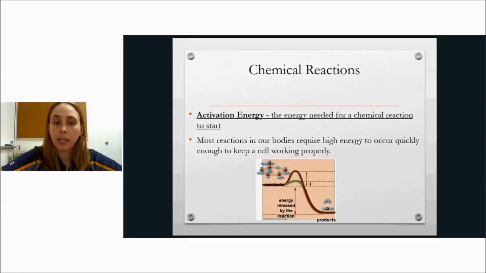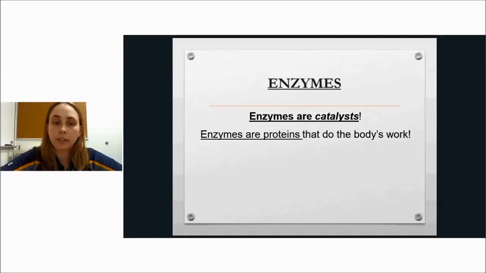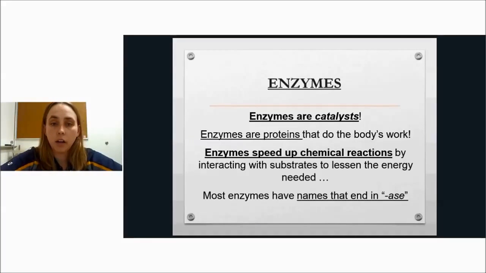When you add an enzyme, that is the result in green, it lowers the energy of activation and allows you to accomplish changing the reactants to the product with much less energy being used. So enzymes are catalysts. They are proteins that do the body's work, and they help to speed up chemical reactions by interacting with substrates to lessen the energy needed.